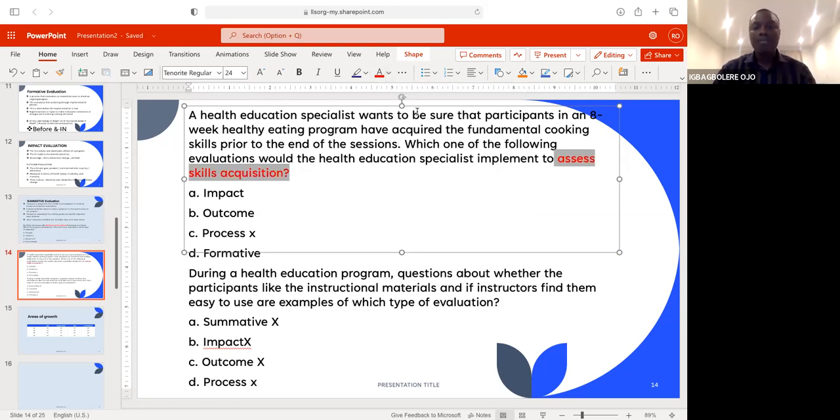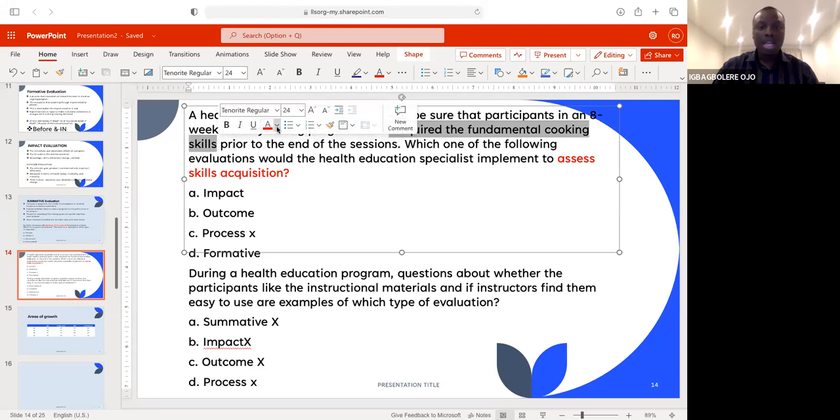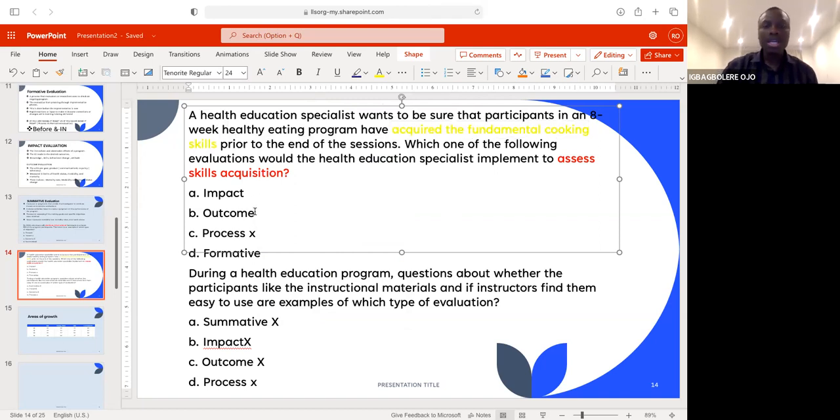Another key component is we want to know if they have acquired fundamental cooking skills. So quickly, let's break this down as we give an answer to it. What is an outcome again? I repeat, major three indices. You know them by now. A process is task and activities, okay? Formative is an evaluation that allows you to change something before implementation. This question has nothing to do with implementation of anything, okay?